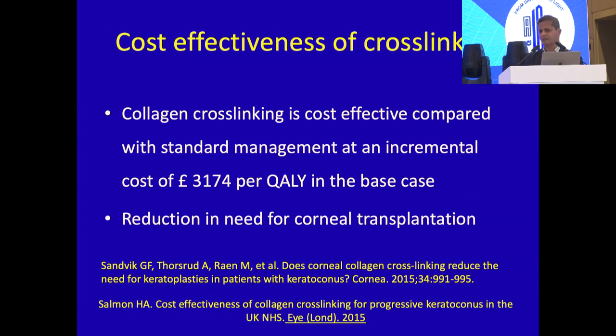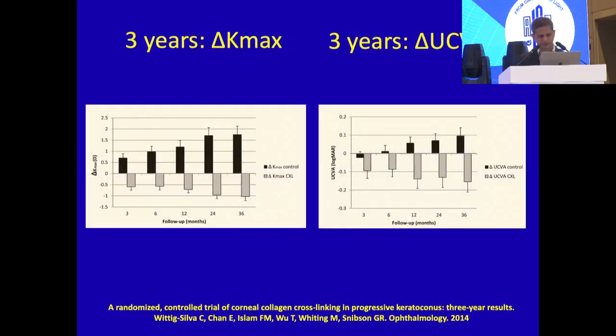Especially in India and mostly in the Asian continent, we have to realize the importance of avoiding a corneal transplantation. We hardly have any donor tissue. So cost effectiveness of cross-linking as compared to transplantation has been shown to be hugely better, and there's a reduction in need of corneal transplantation.